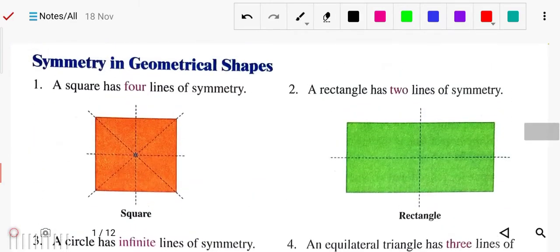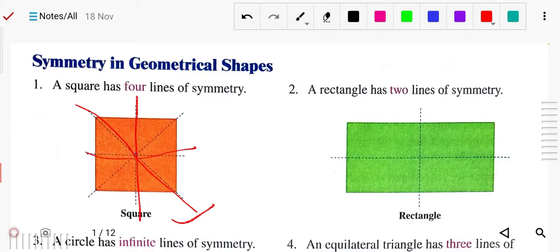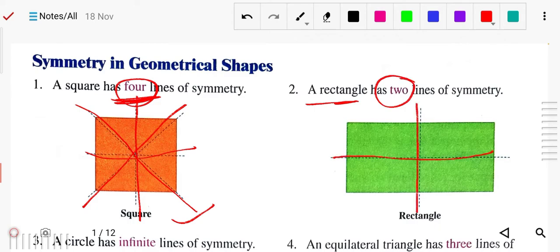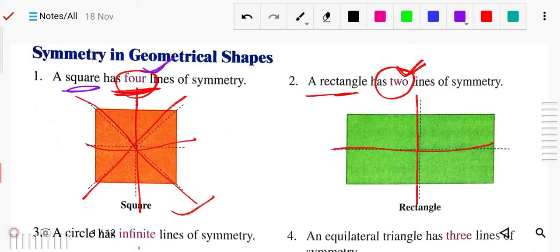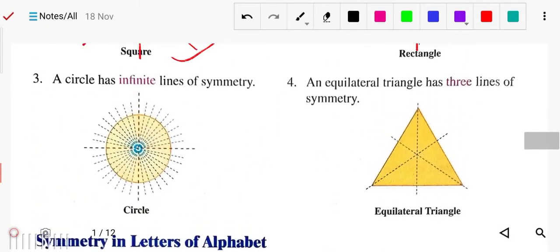Now next you can see symmetry in geometrical shapes, like a square. In the square you can fold from here also, and from here, so in total how many lines of symmetry? 4 lines of symmetry in the square. As for the rectangle, how many? 2 lines of symmetry. From here you can fold and from here. So in the rectangle, how many lines of symmetry? 2. But in the case of the square, how many lines of symmetry? 4. Through these 4 lines you can fold it and it will exactly cover each other, meaning all the figures will be covered.